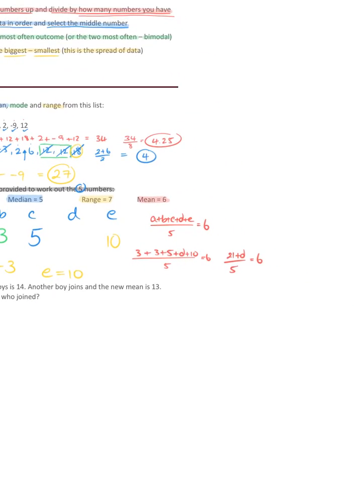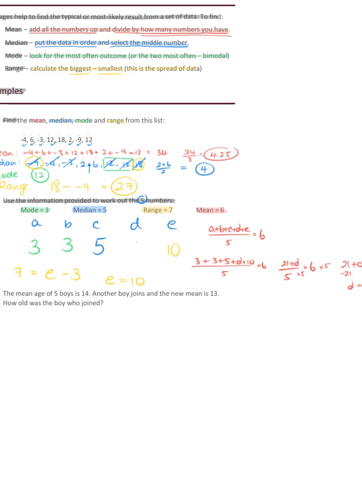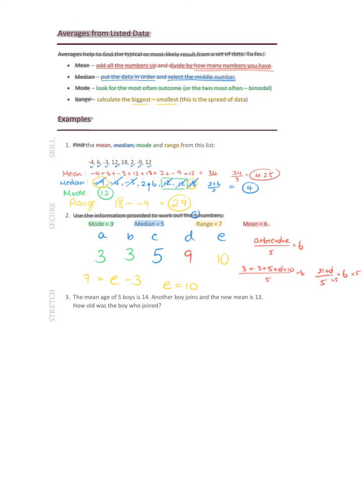And now I'm solving an equation. If I times both sides by 5, I get 21 plus D equals 30. Minus 21 minus 21, D equals 9. So 9 goes in there. So they are my 5 numbers. And the order you want to do them in is median probably first, then mode, then range, then mean. And we'll write that in our summary.